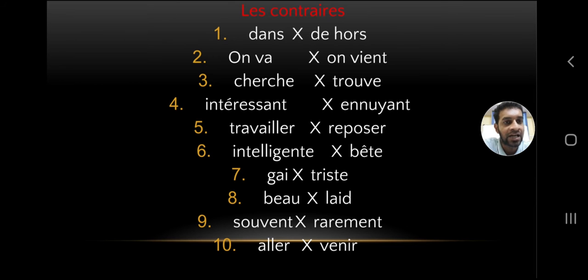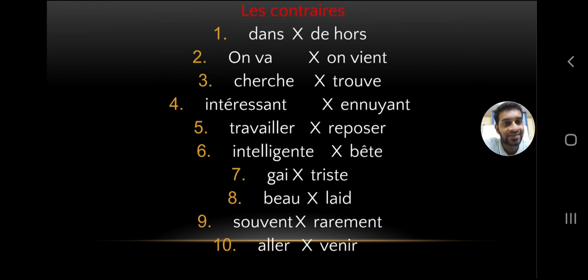So the ninth one, souvent, rarement. So souvent, which means often, and rarement means rarely. Okay? So souvent, often, rarement, it's rarely. So these are kind of adverbs. Adverbs of frequency, we say. So souvent means often, rarement means rarely. Same way like toujours, jamais. Okay, this is souvent, rarement.